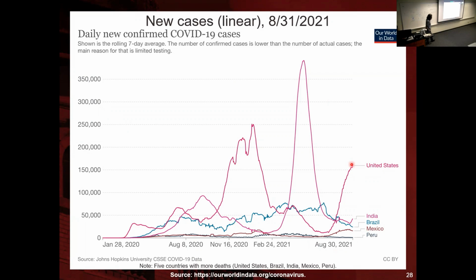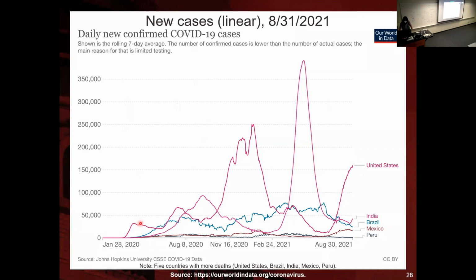It's a little hard to see this graph because the colors of India and the US are really similar to each other. And you can select different things. In this case, I'm just showing, from the beginning of the data they have available until August 31st, the daily new confirmed cases of COVID-19.